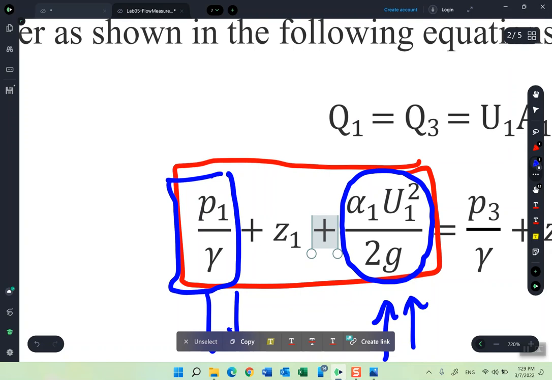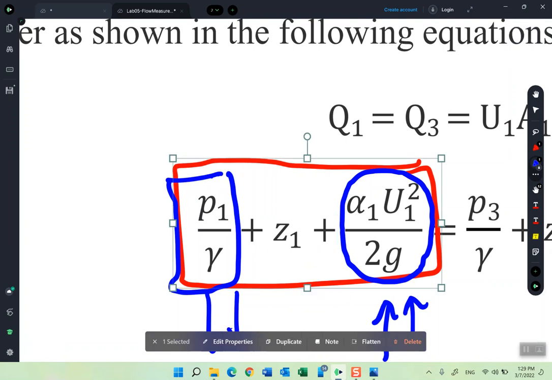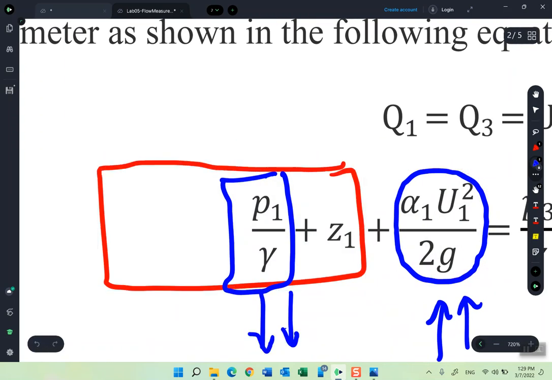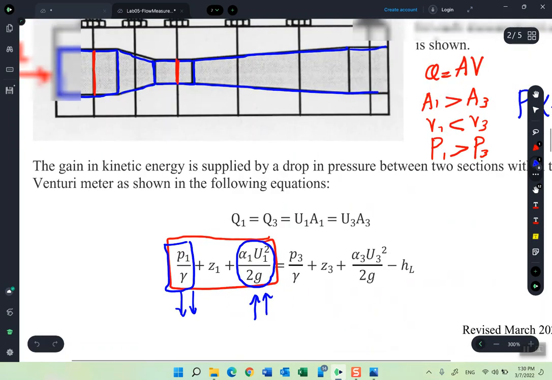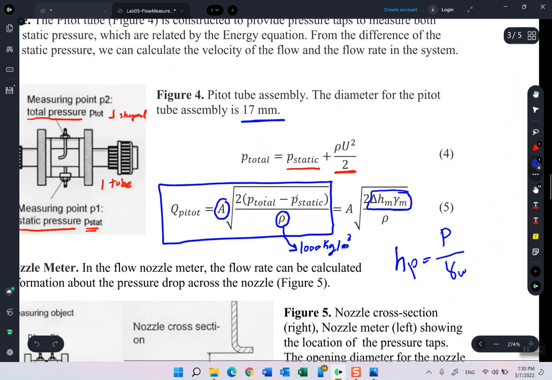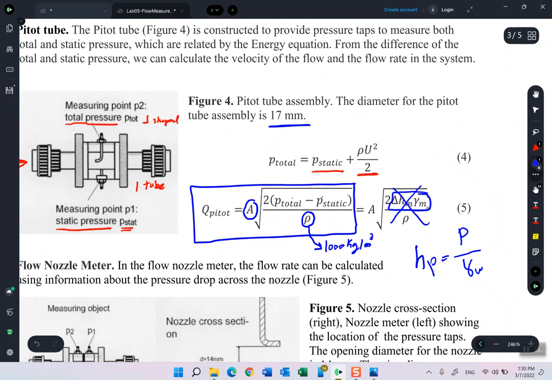Can you see P1 over gamma? This is called the pressure head. So what it did is that it converted the pressure to the pressure head, but because we're already getting the pressure directly from the device, there is no need to convert that to pressure head. So there is no need to use this equation. It's the same equation, but there is no need to do this conversion.